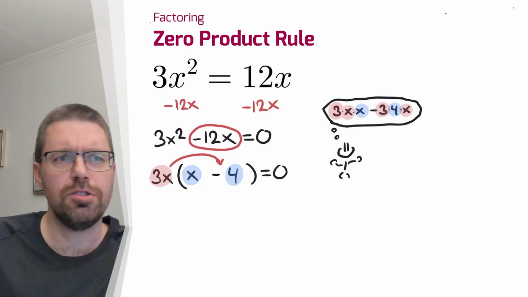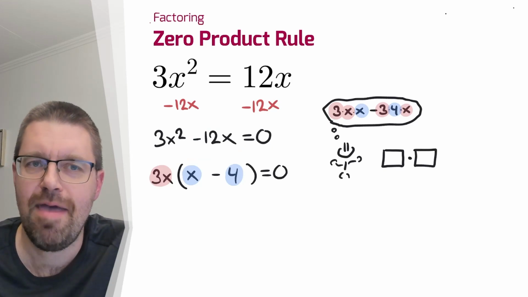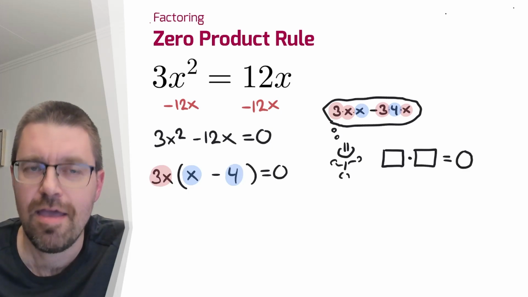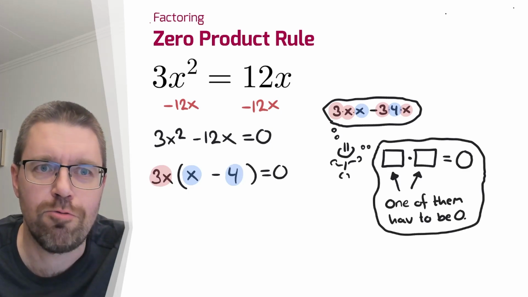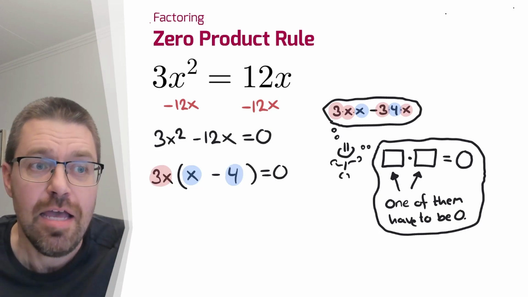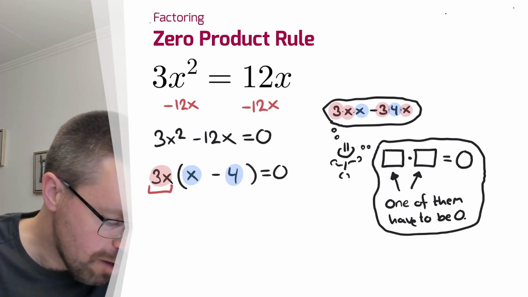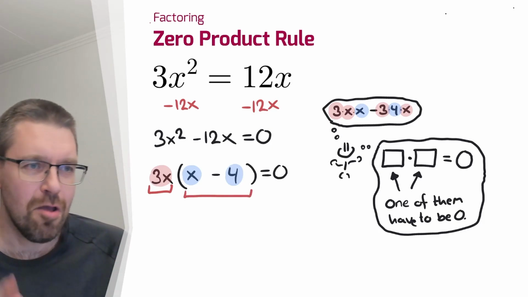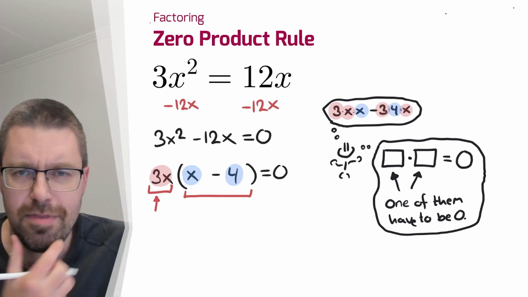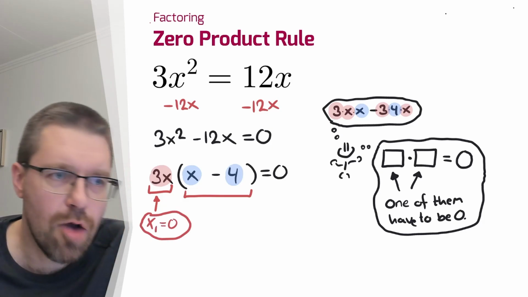Okay, the zero product rule tells me one thing. If you have 2 boxes like this and the multiplication between them gives the product 0, then I am absolutely sure about one thing: one of the boxes must be equal to 0. So we have two boxes. We have this one right here, 3x, and we have this box right here. Looking at the first box, if 3x is equal to 0, then x must be 0. And here is our first solution to our equation.